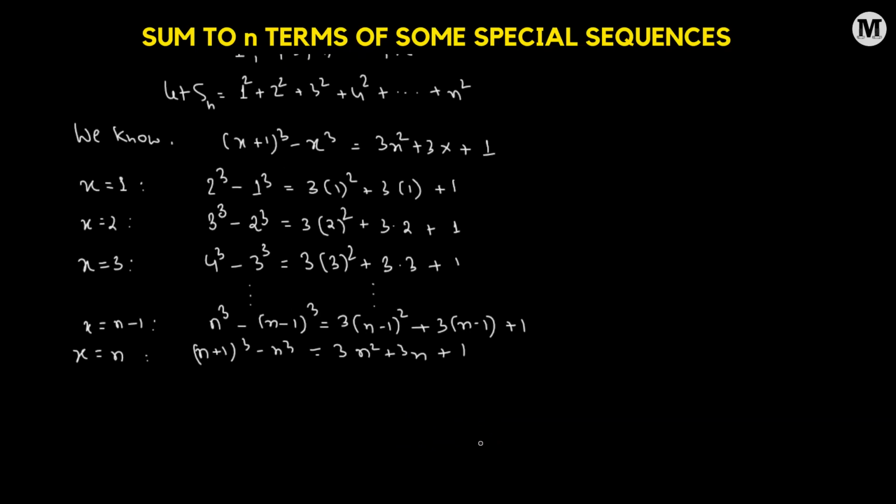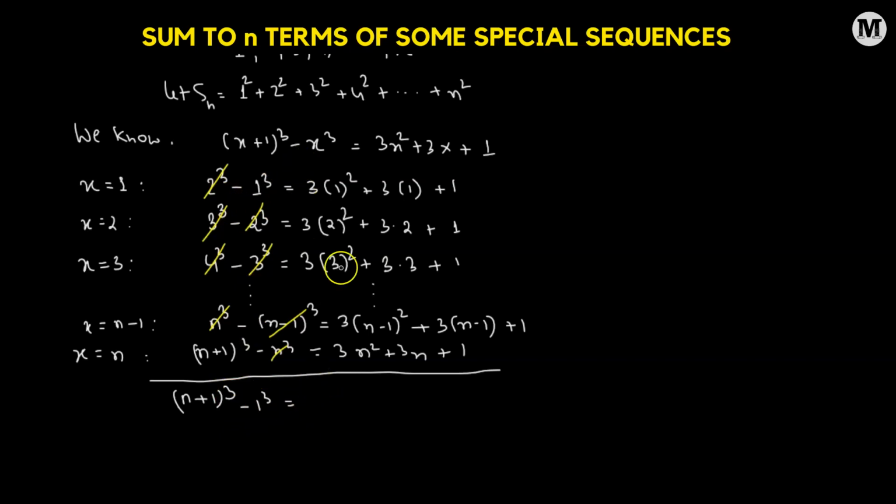Okay, now we're going to find the sum. We're going to sum each of the terms on both the left-hand side and the right-hand side. Immediately we observe that 2³, negative 2³, 3³, negative 3³, similarly 4³, all of this will get cancelled out. We have n³, negative n³ cancelling out. Also we have negative (n − 1)³, which is getting cancelled out. That means on the left-hand side we will be left with the term (n + 1)³, and we have negative 1³ remaining.